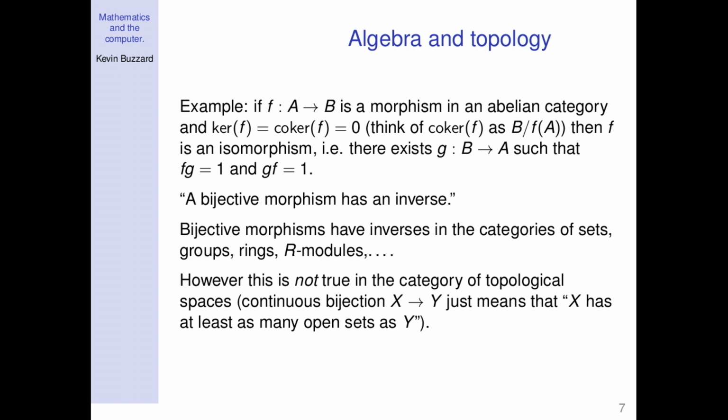You can have a continuous bijection between topological spaces X and Y. So it's a continuous bijection from X to Y, so we may as well imagine that X and Y are the same set with two topologies, and the fact that it's continuous just means that the Y topology is a subset of the X topology. Everything that's open for the Y topology is also open for the X topology. So it's just an inclusion, right? X has at least as many open sets as Y, but it might not have exactly the same number of open sets. And it's easy to write down examples of continuous bijections that don't have a continuous inverse.